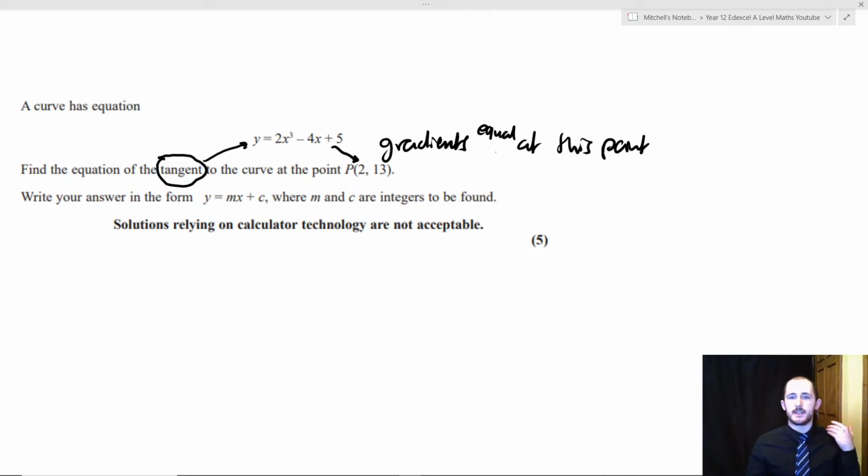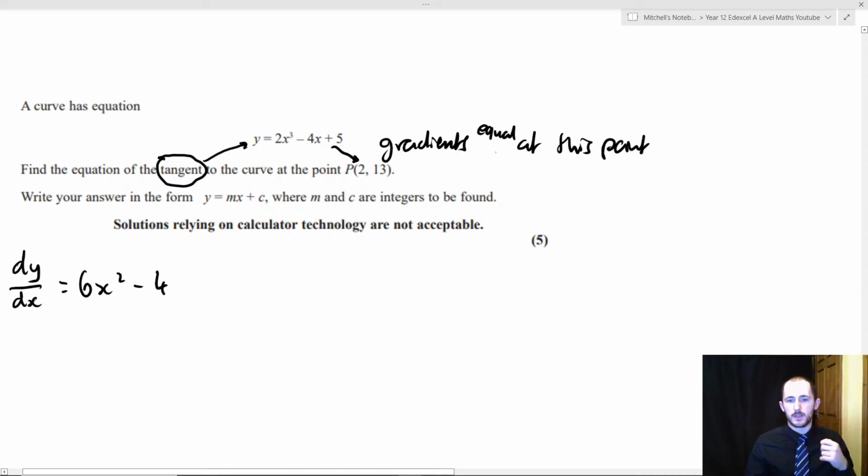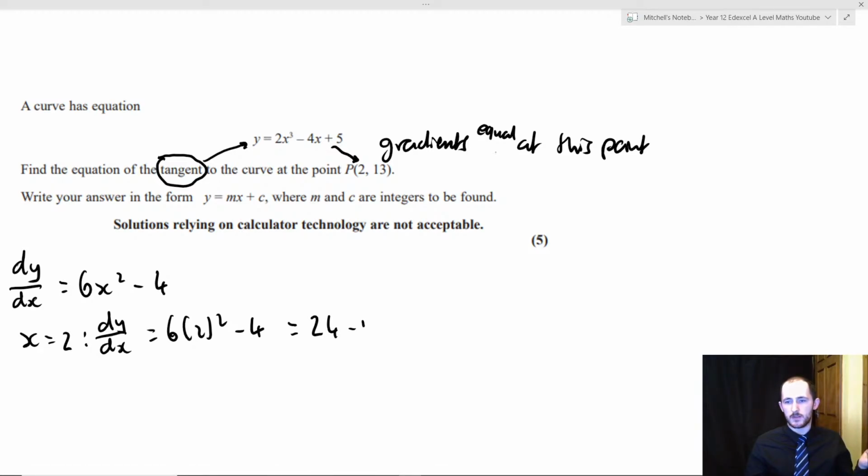So what I can do is differentiate the curve, sub in the x value, get my gradient, and sub it into the equation. 5 marks, not too bad. So first of all, dy by dx equals 6x squared minus 4. Now all we have to do is say that when x is equal to 2, dy by dx equals 6 times 2 squared minus 4. So that's going to be 2 squared is 4, times 6 is 24, minus 4, so it's 20.